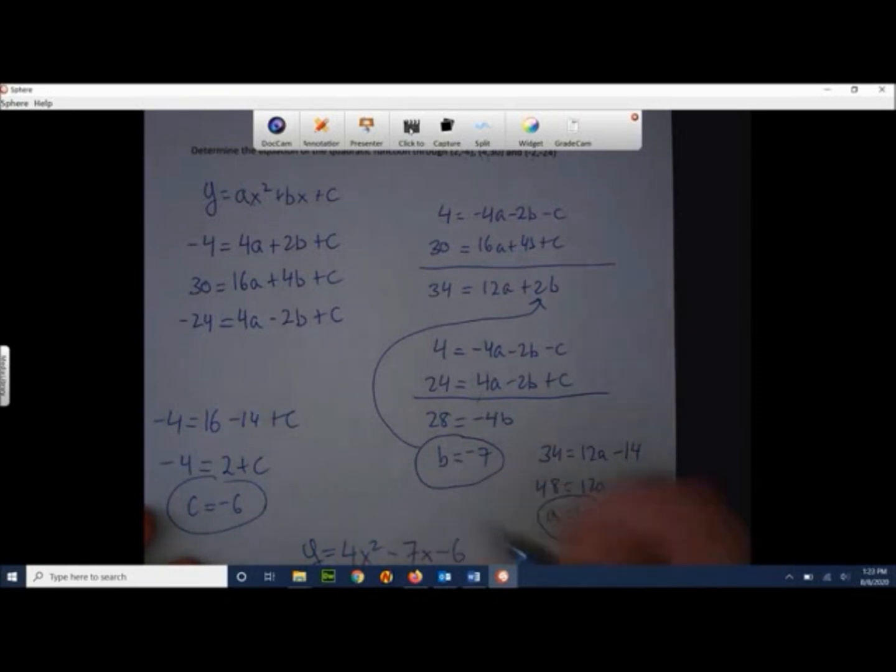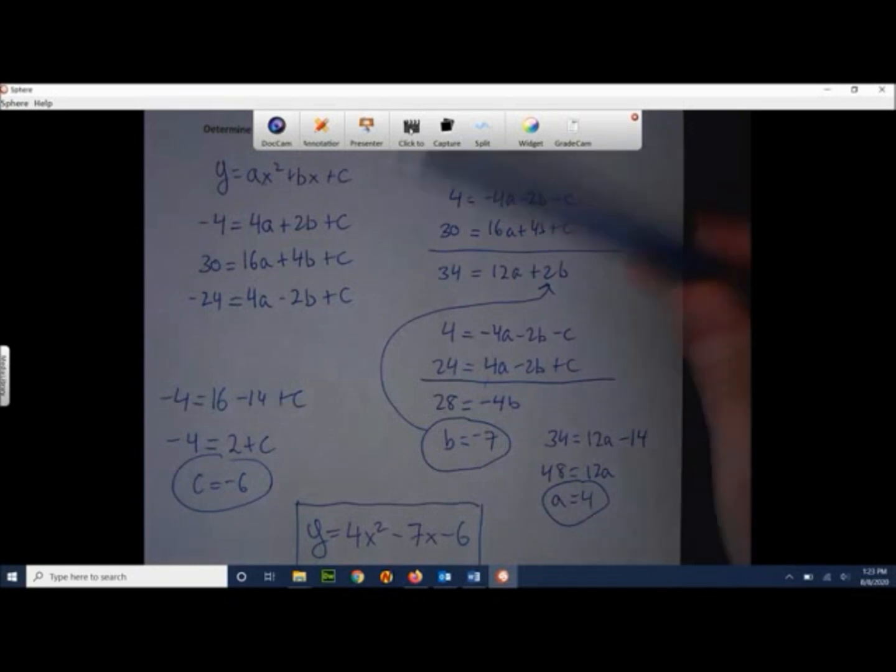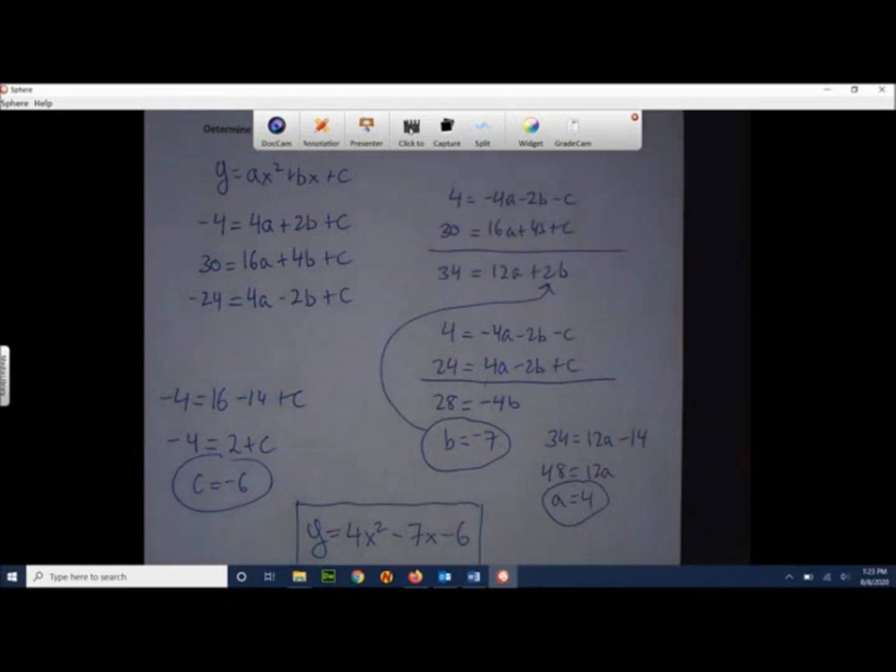All right, so that would be my big suggestion on these problems, is eliminate the c, because I really think it's the easiest one to do. All you have to do is multiply by negative 1 and add to one of the other equations. Multiplying by negative 1 is going to help keep all your numbers smaller, which makes the work a lot easier.